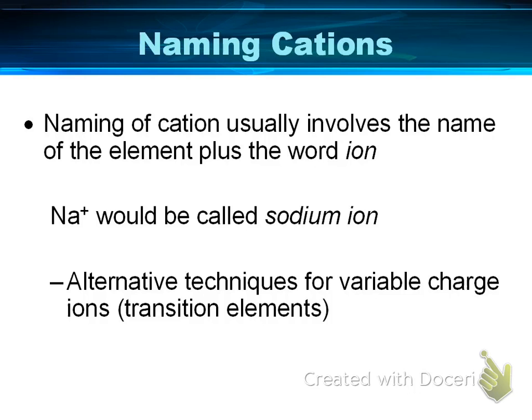We're going to talk a little bit about alternative techniques for variable charge ions. Transition elements. Okay? So we hadn't got to that today. Connor said since iron is a transition metal, it can have multiple charges. So now we can't just say Fe, because there's +2 and +3. We have to come up with a way to name them separately. We'll talk about that. It's not that difficult, okay?